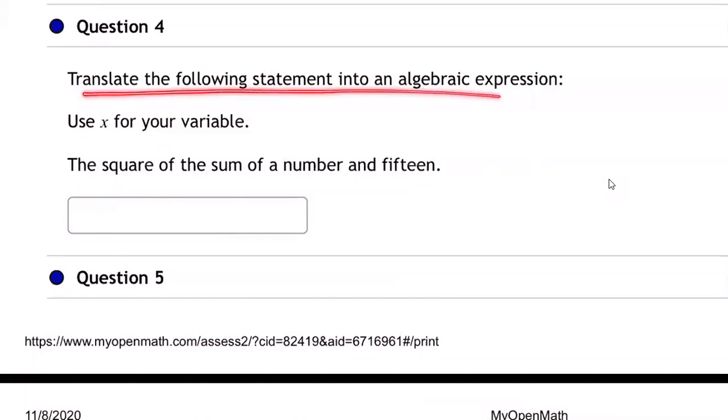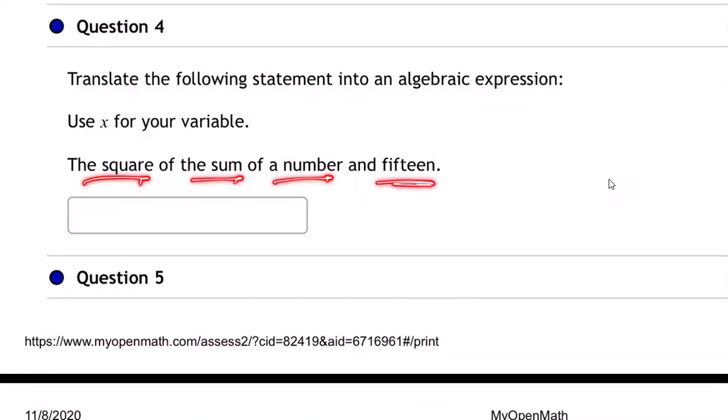All right, translate the following statement into an algebraic expression. Use x for your variable. The sum, oh no, sorry, the square of the sum of a number and 15. So the square of the sum of a number and 15.